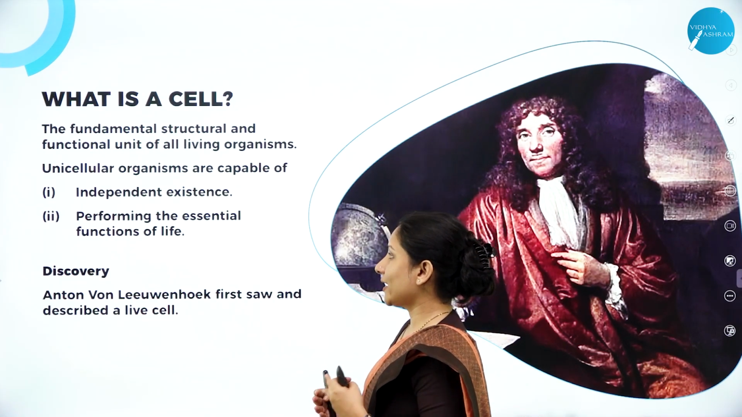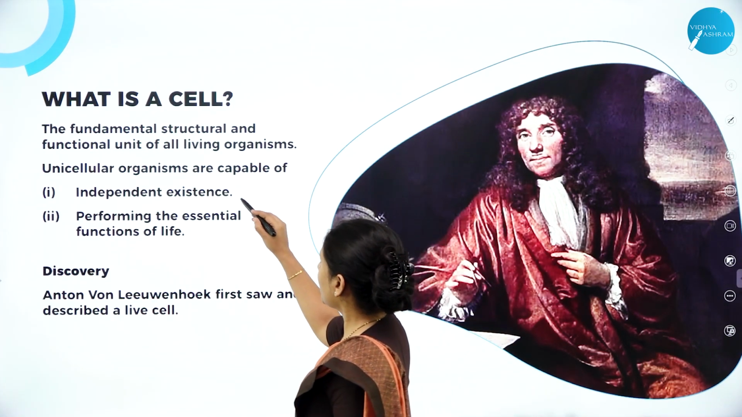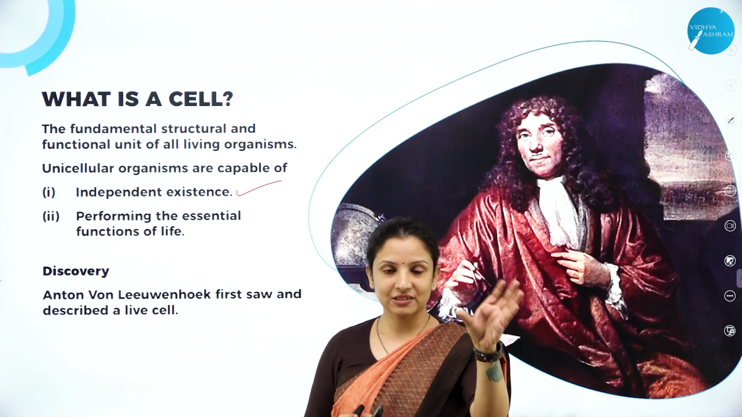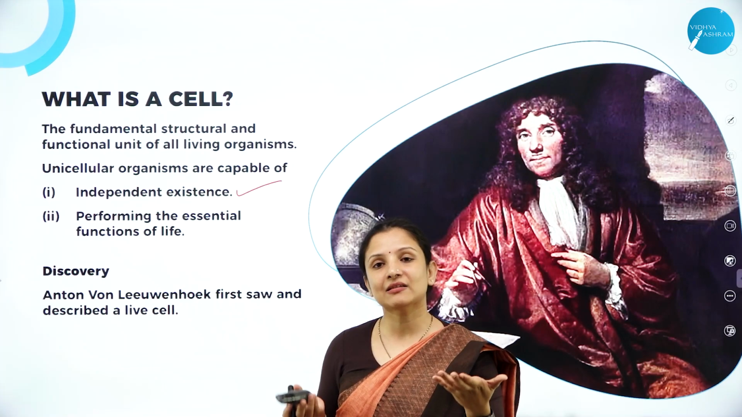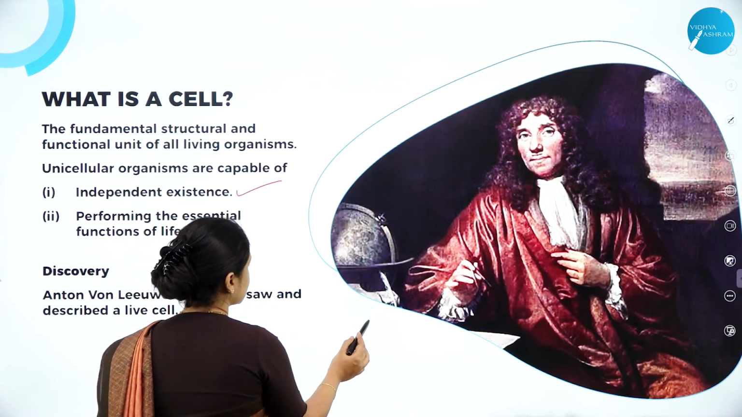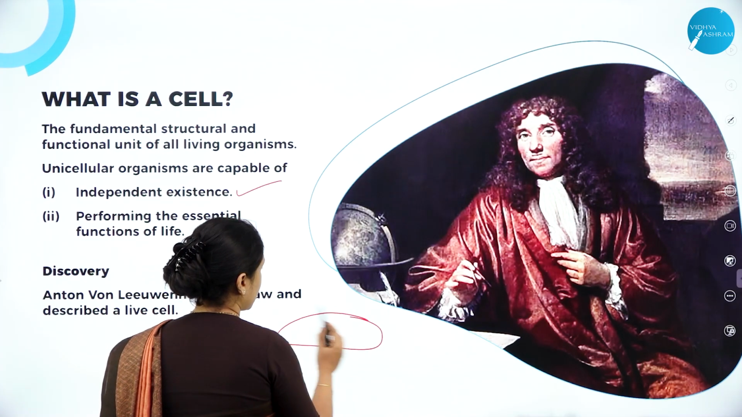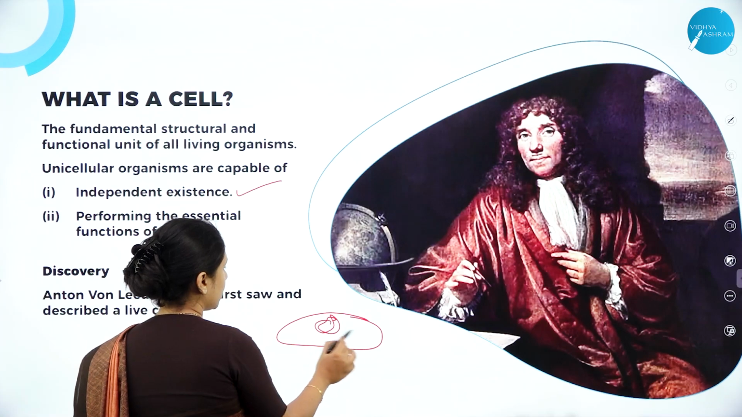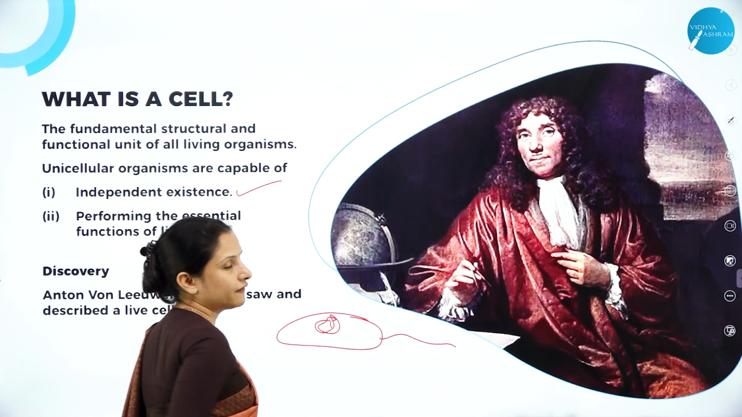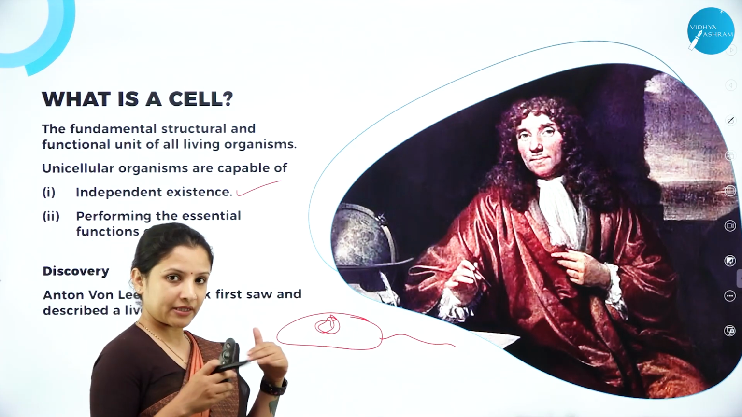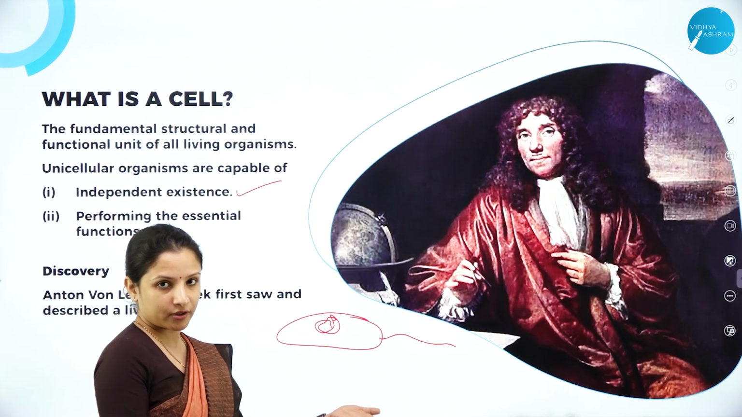Unicellular organisms, as I told you, are capable of independent existence because they are just made up of a single cell. Take bacteria, for example. Bacteria are unicellular. If it is a rod-shaped bacterium, it will just have one single cell wherein the genetic material will be there. It will have the flagella for its mobility. So, this single cell survives independently on its own.